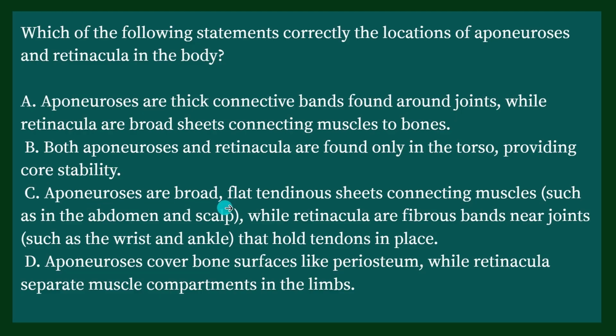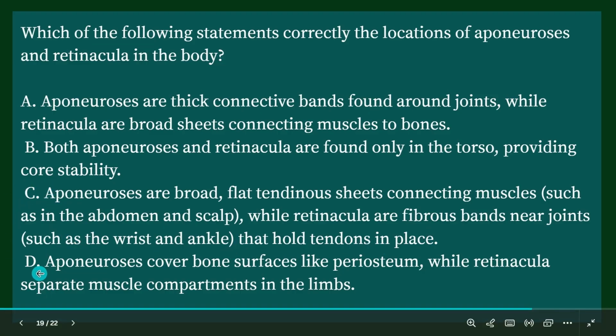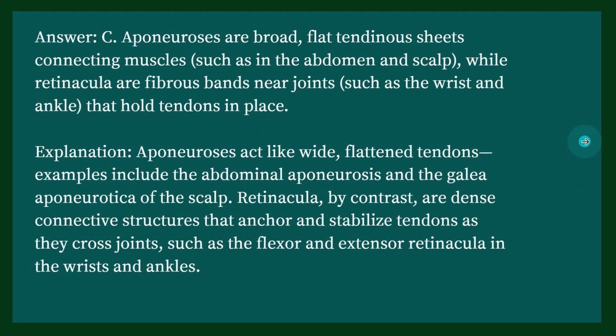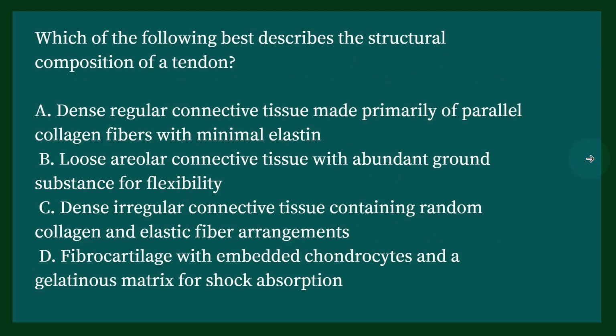C, aponeuroses are broad, flat, tendinous sheets connecting muscles such as the abdomen and the scalp. So we also have that in the abdomen, and we also have it in the scalp too. While retinacula are fibrous bands near joints such as the wrist and ankle that hold tendons in place. C is true. D is aponeuroses cover bone surfaces like the periosteum, while retinacula separate muscle compartments in the limbs, which is not true. So I would circle C. All right, so there's that written out, so you can come back to it if you need to.